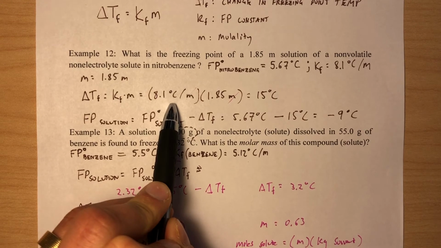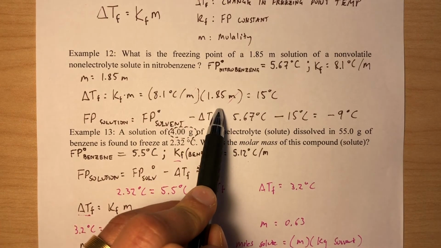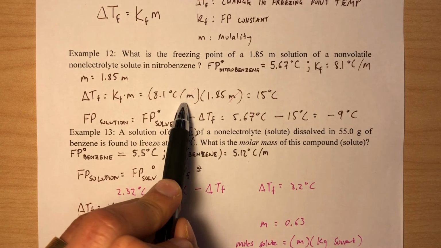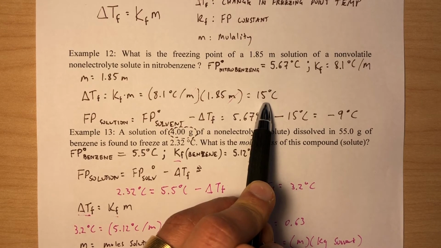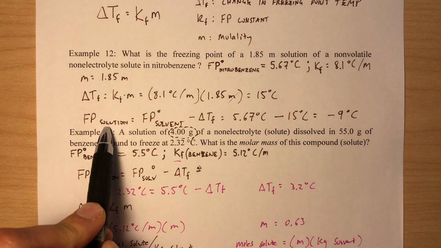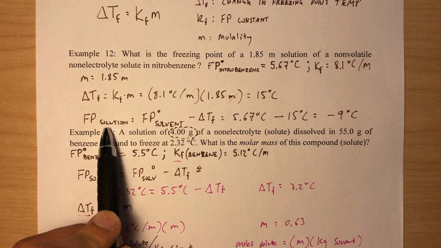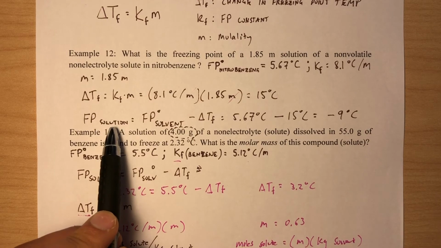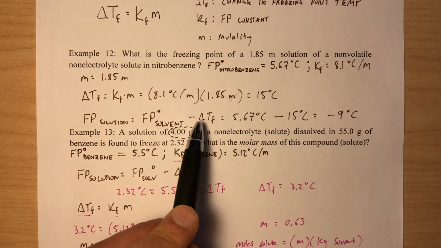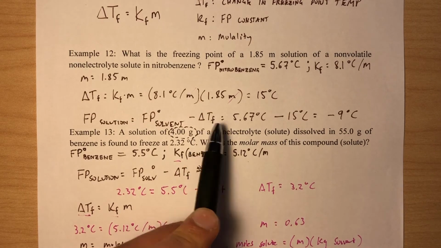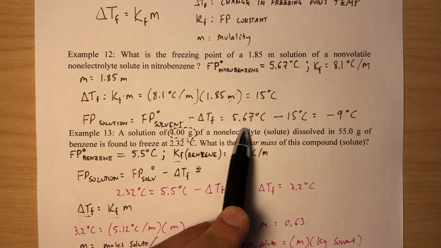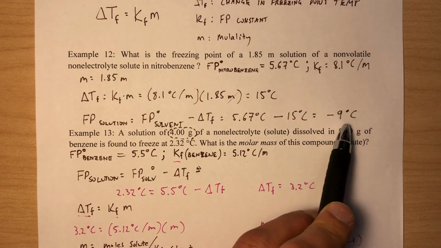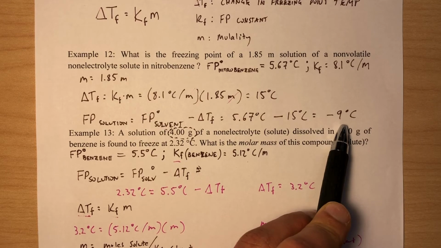So 8.1 degrees Celsius per molal times 1.85 molal, our concentrations cancel, and we're left with a change of 15 degrees. Now we should be going to a lower freezing point because it's a freezing point depression problem. So our freezing point of our solution should be less than our pure solvent. So let's see if it is. We have a freezing point of our solvent minus delta T sub F. So the freezing point of our solvent, nitrobenzene, is 5.67 degrees Celsius minus 15 degrees Celsius, which is equal to -9 Celsius.